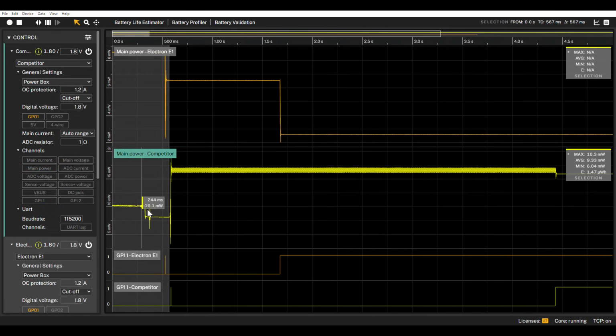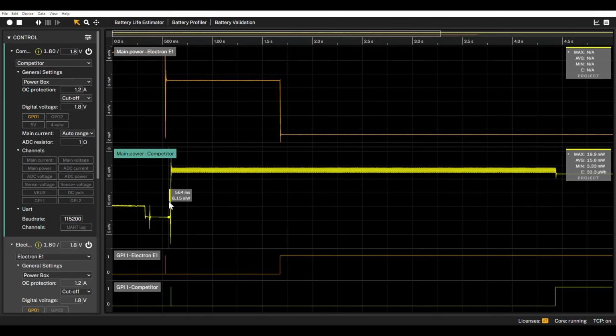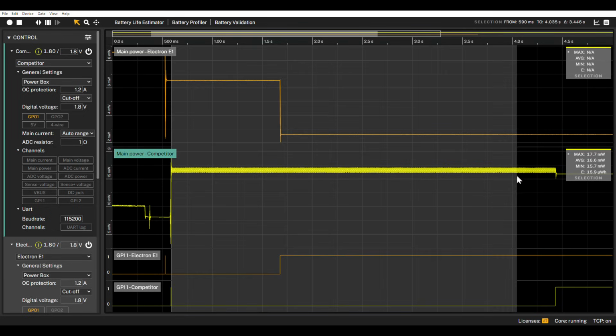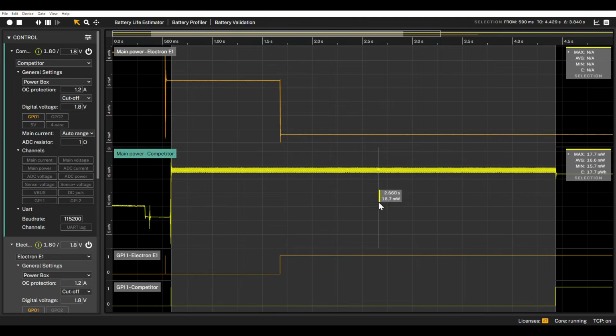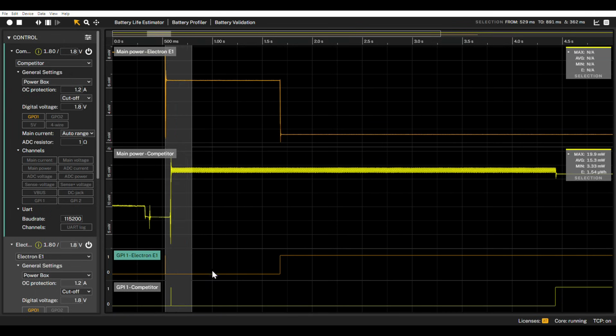At the start of each graph, the device is being programmed, and when you see this shift in power, that's when the program actually starts running. At the bottom of the screen, there are two digital inputs that show the state of the hardware pin telling us when each processor is performing the workload. Already, we can see that E1 is performing the task in less than a third of the time.